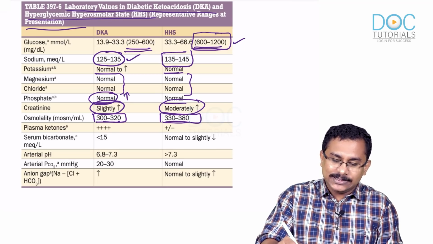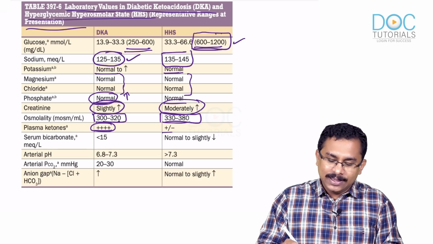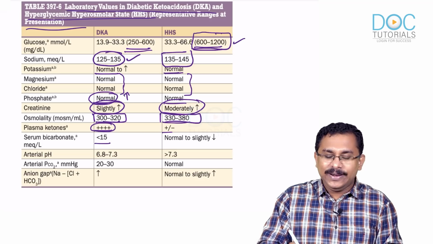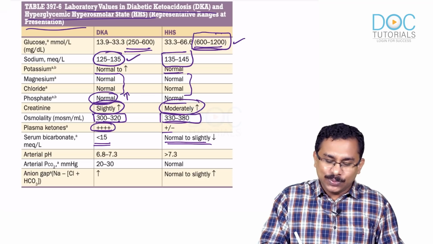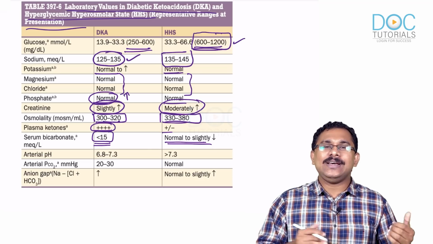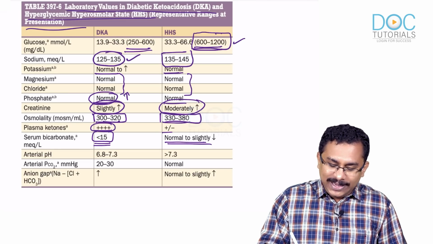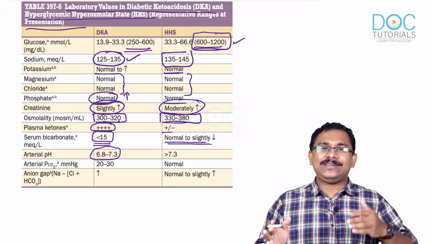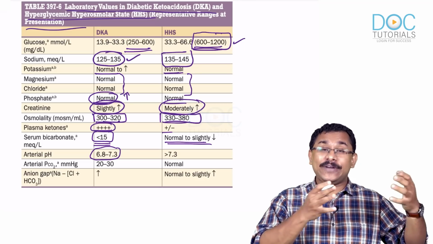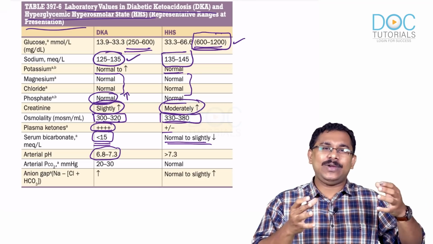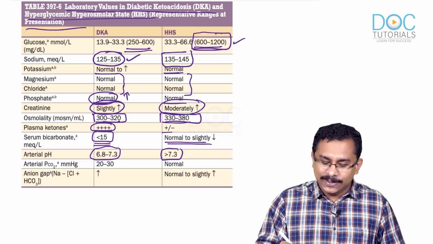The plasma ketone bodies you can see in your DKA. Okay, not in your HHS. The bicarbonate levels will be decreased in your DKA, whereas normal to slightly decreased in your HHS. Why is it decreased in your DKA? Because your ketone bodies are producing an acidotic state. But in HHS, you can just think that it is more or less normal. The pH can vary from 6.8 to 7.3, meaning that there may be acidosis, but the severity can vary. It may be a mild acidosis, it may be a severe acidosis. Whereas in HHS, you are not expecting the acidosis.